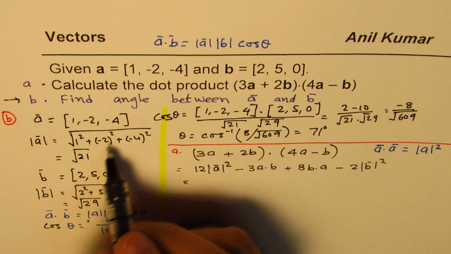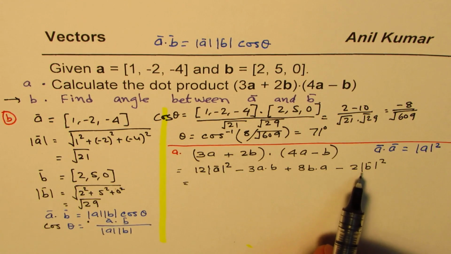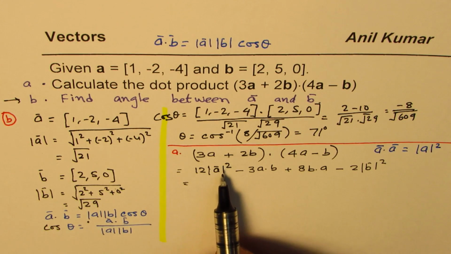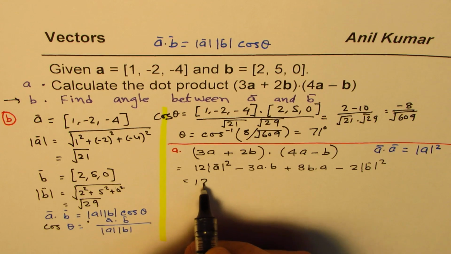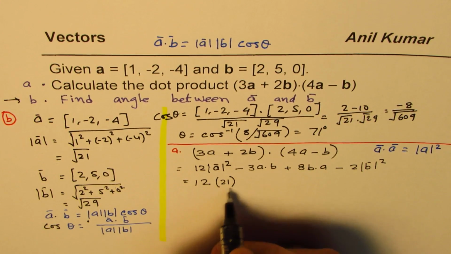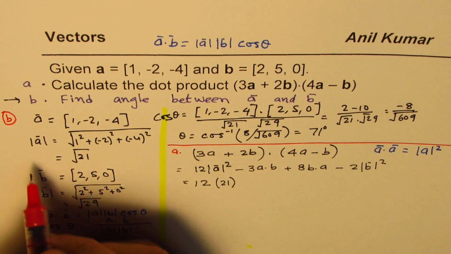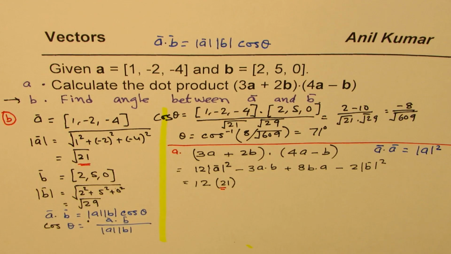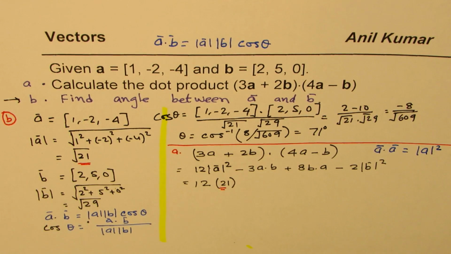Now if you have done part B first, you have most of the values. Do you see that part? You know what a square is, so you can write this as 12, and a square is 21. So you can just replace this by 21. That is what I'm trying to say. If you're doing both the parts, this is a very, very effective method, right?